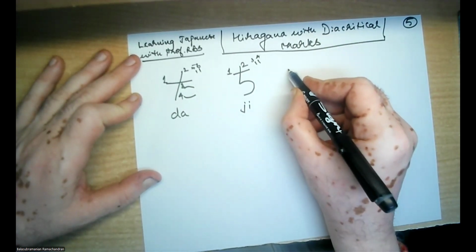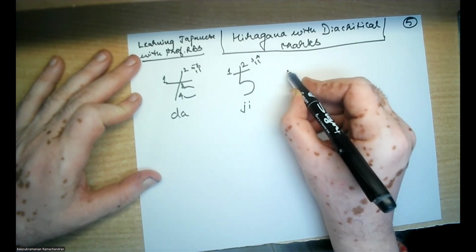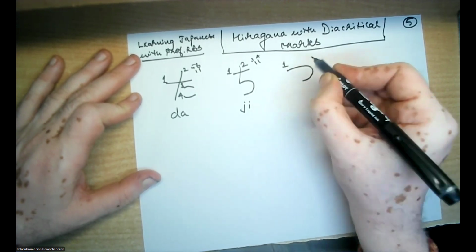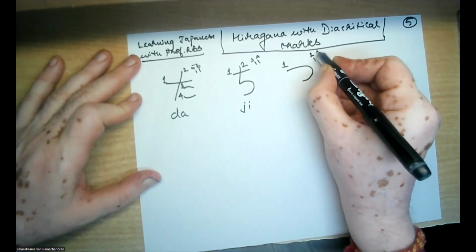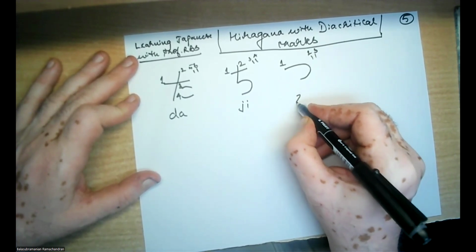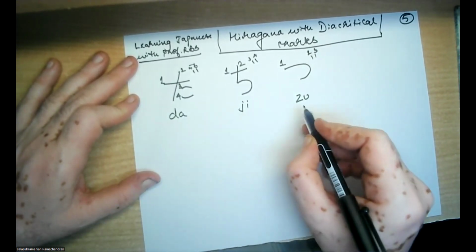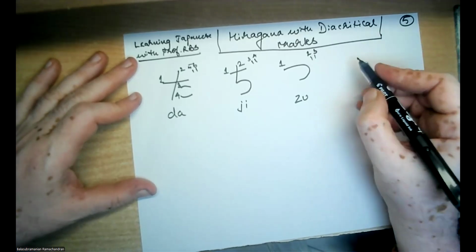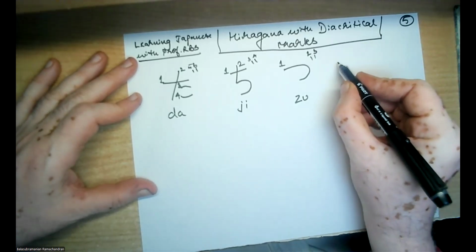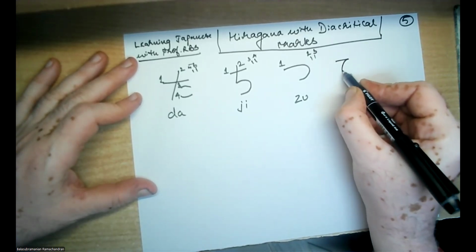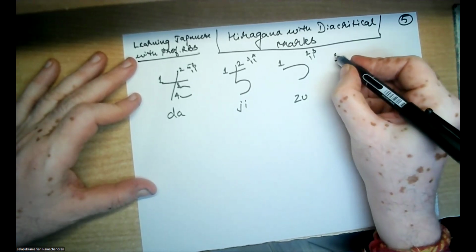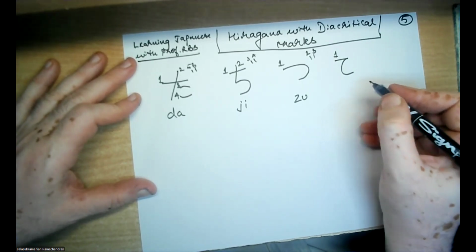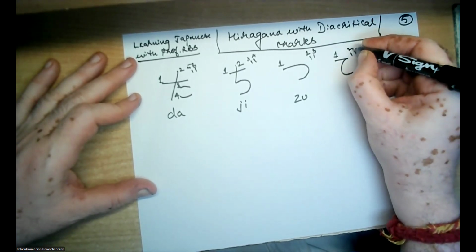So you have Zu. You write Su first. This is just one stroke. And then add 2 and 3, the diacritical marks. You get Zu. Da, Ji, Zu. Let's go on to the fourth letter in the series. Write Te first. One stroke. And then you add 2 and 3.